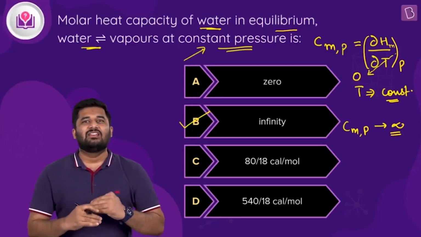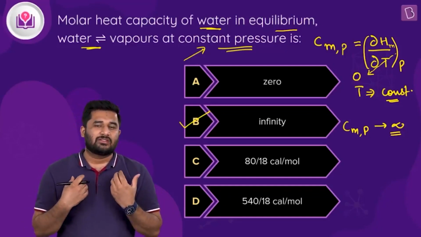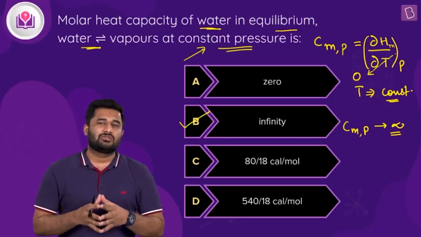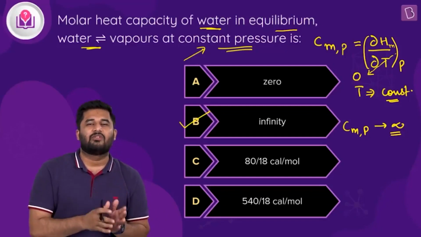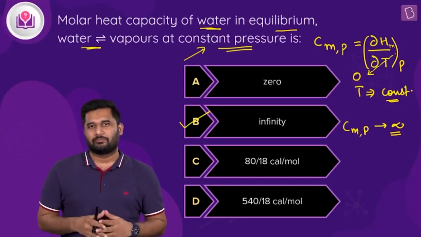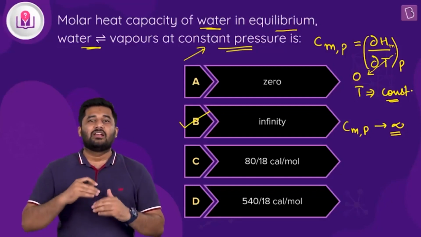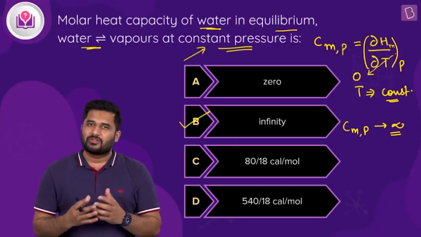But it will not increase the temperature. And this is the reason why you can say upon supplying enormous amount of heat, there will be no change in temperature until the complete amount of water from liquid form converts into the vapor form. All right. And this is also one of the reasons to say that infinite amount of heat will be required. All right. And hence option B is the only answer.